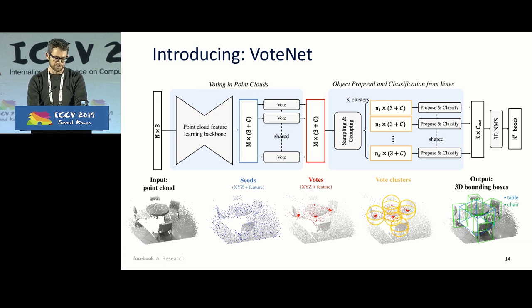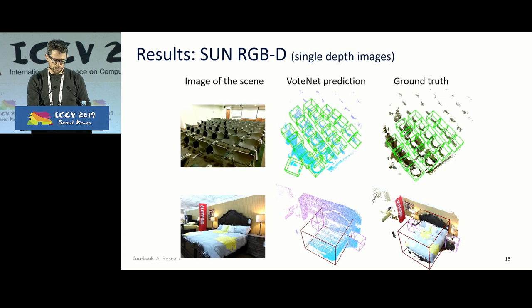Let's see some results. Here we show object detection from depth images taken from the SunRGBD dataset. On the left column, we see the image of the scene. This information is not used by our network. In the middle, we show the prediction by VoteNet. Note how even in such partial depth points, our network can recognize many small chairs with accurate pose.